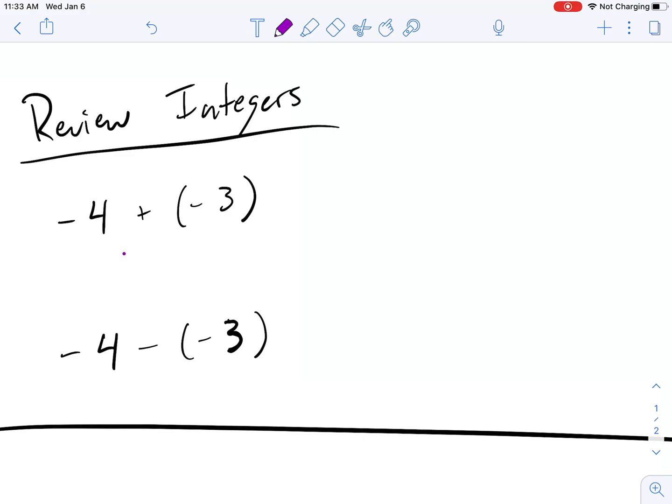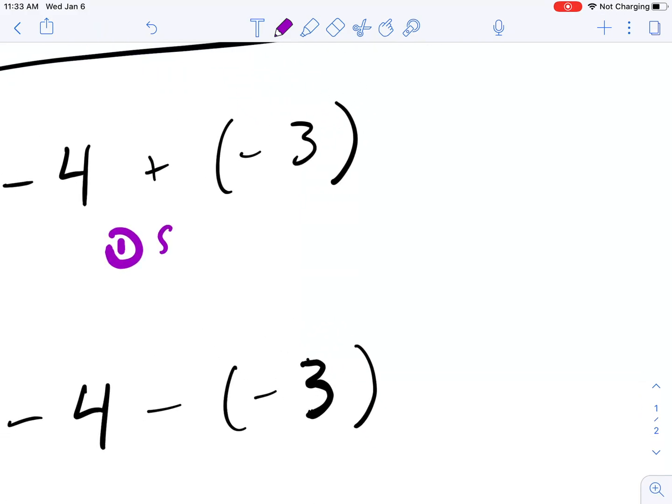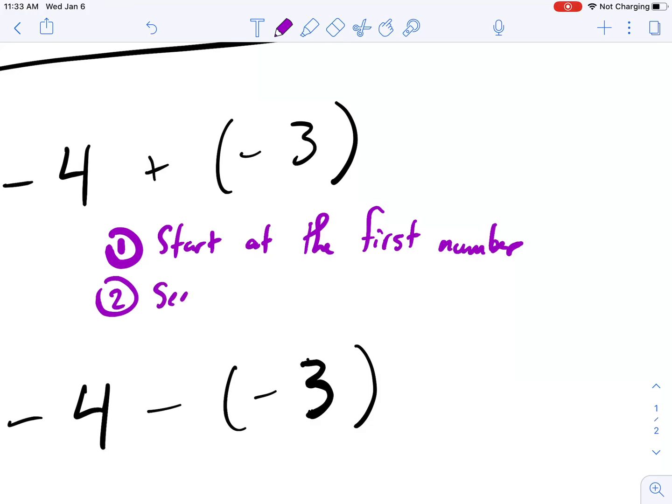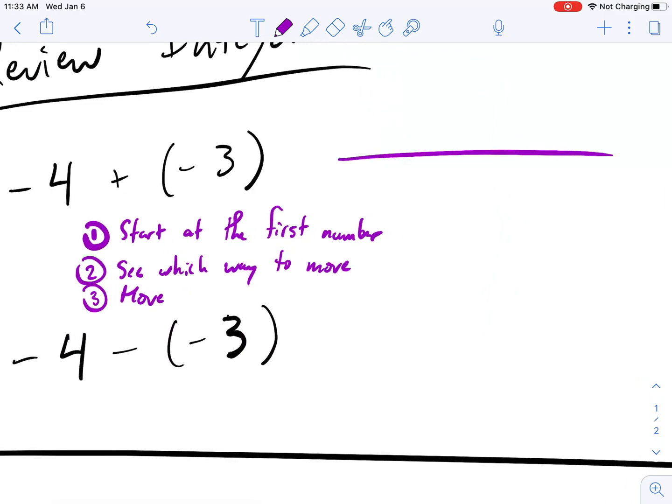-4 plus -3. Remember, our first step is we are going to start at the first number, and then we're going to see which way to move. We're going to be using number lines. And our third step is going to be to move, okay? Let me show you what I mean. We're going to start at the first number, which is -4, on the number line.